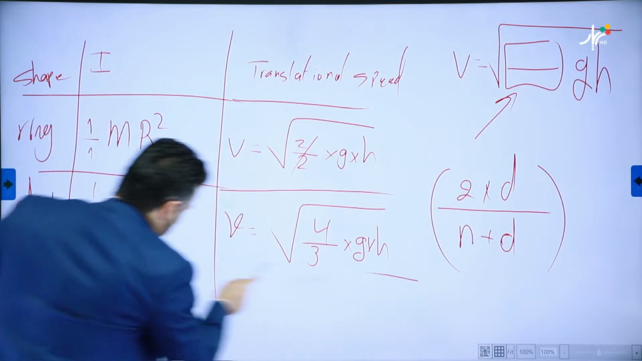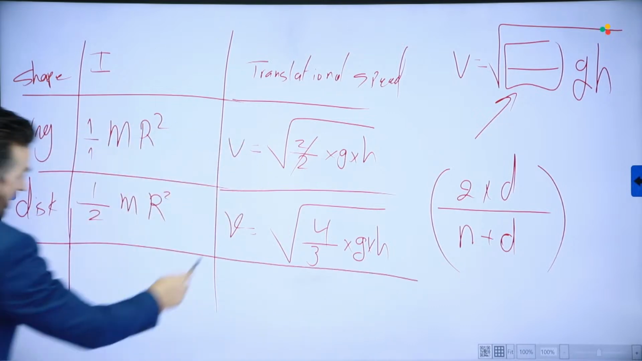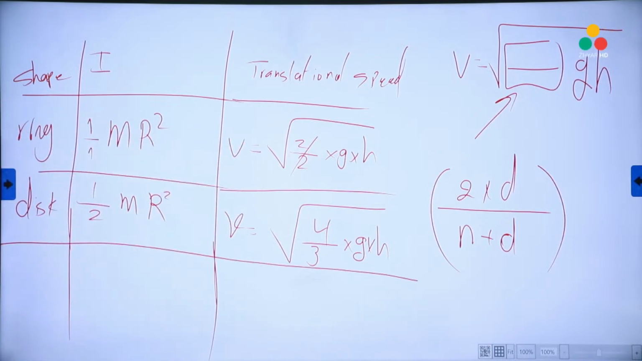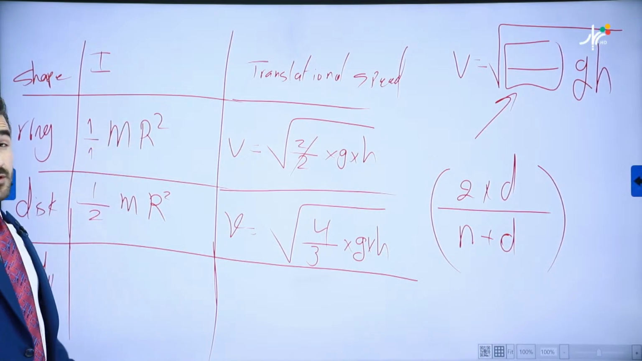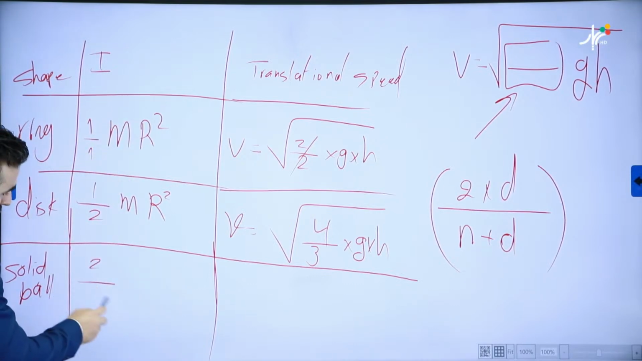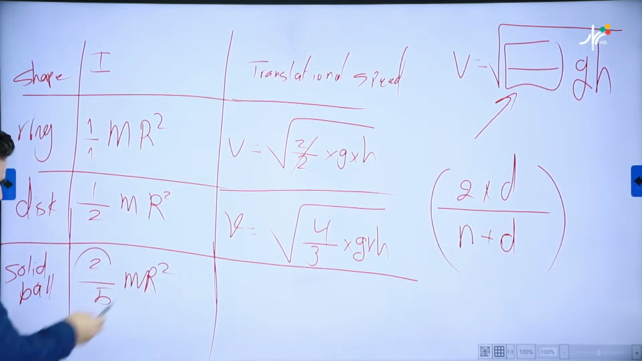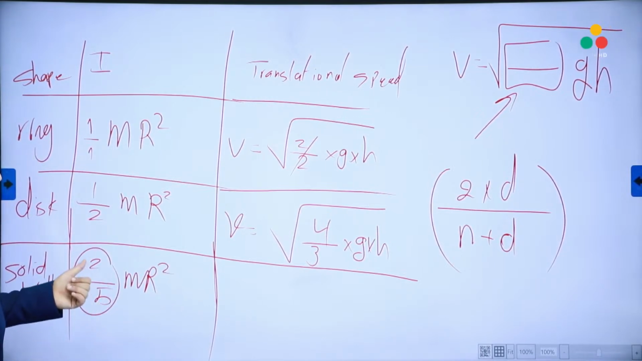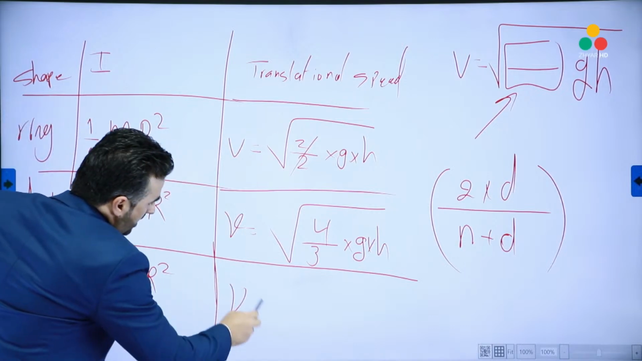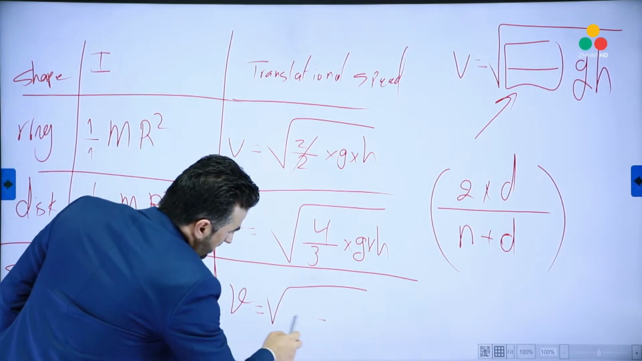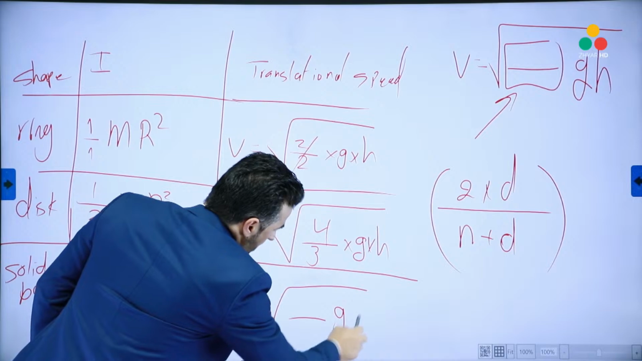All right, what about other shapes? Is it correct? Does it hold true for all the other shapes? The answer is yes. Let's say this time for a solid ball. If it is a solid ball, what is the moment of inertia of a solid ball? That is, of course, 2/5 times mass times the radius squared. You do know this, yeah? This is called denominator, this is numerator. So the equation has to be: factor times g times the height.